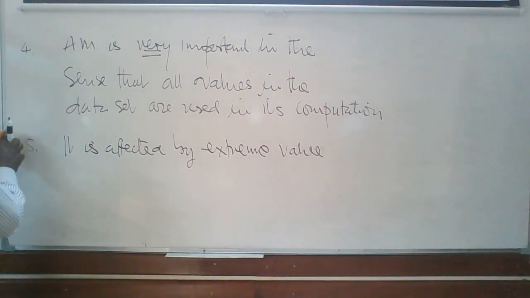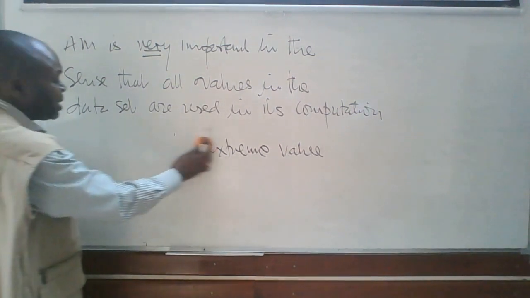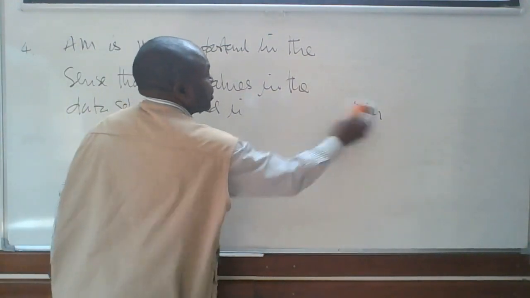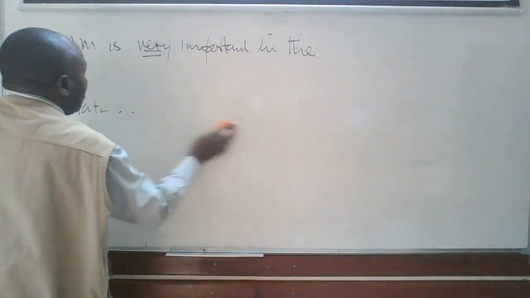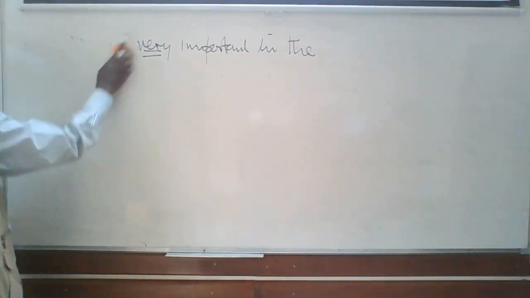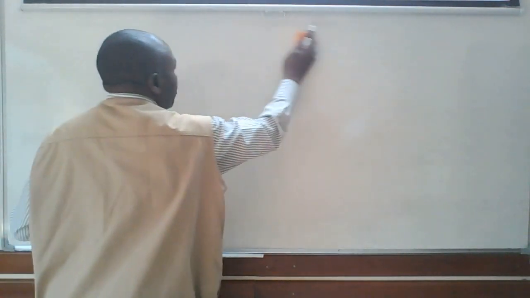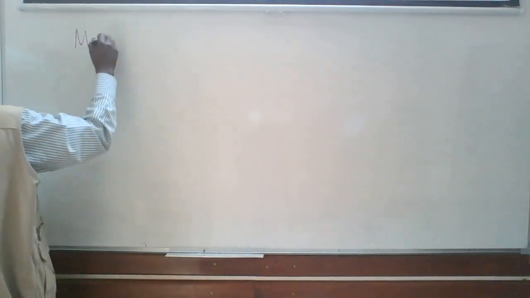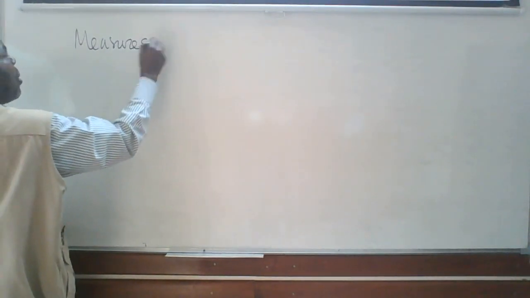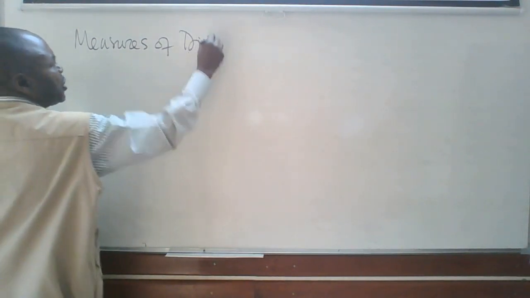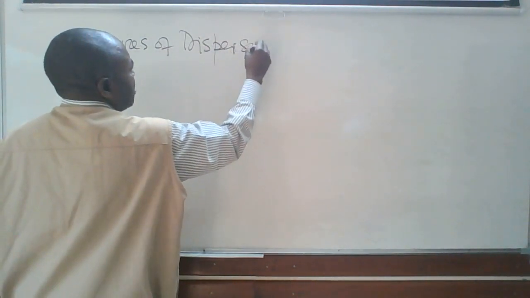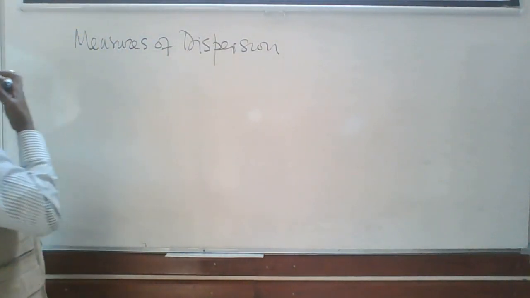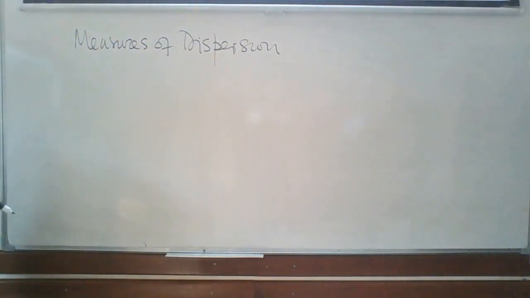Having talked about the arithmetic mean, I think this was the last of the measures of central tendency, or measures of location, or averages. We move on to what we call measures of spread or measures of dispersion. Dispersion or spread, you can use that, or measures of variance. Measures of dispersion, measures of spread, or measures of variance.